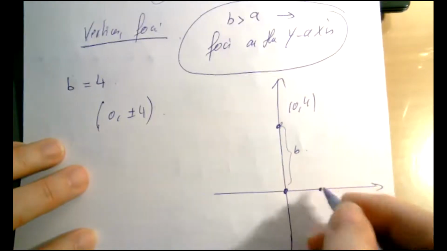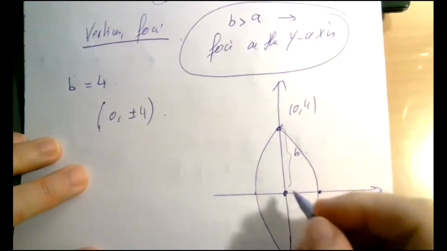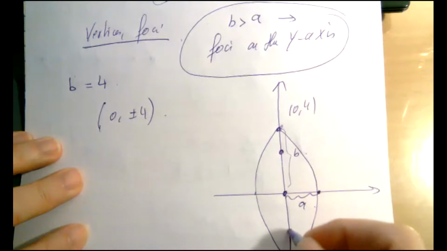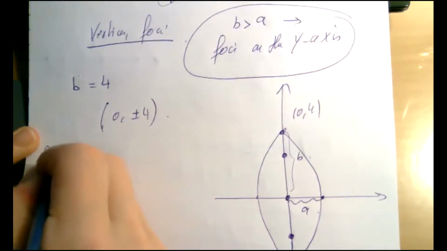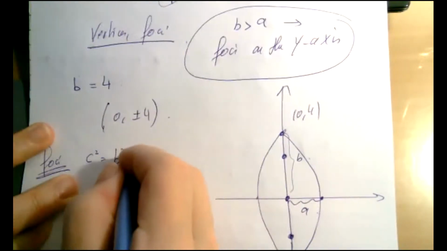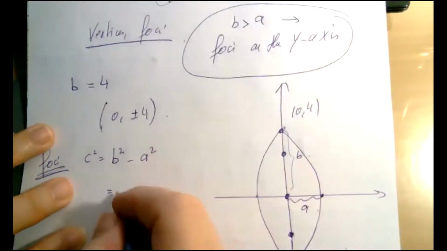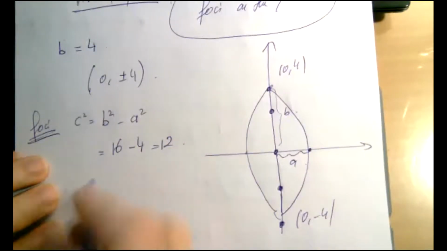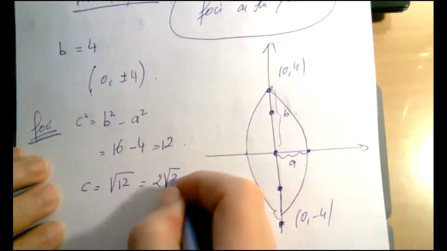The a is here now. The a is 2. So this is this kind of ellipse. This is the b, and this is your a. The foci are on the y-axis in this scenario. So what are the foci? Now, c squared is the larger one, b squared minus a squared. My b squared here was 16, and my a squared is 4, which gives 12. It means my c is the square root of 12, or 2 square root of 3.